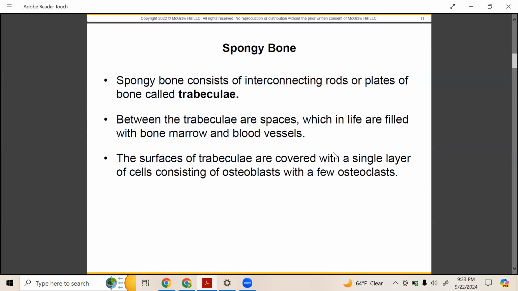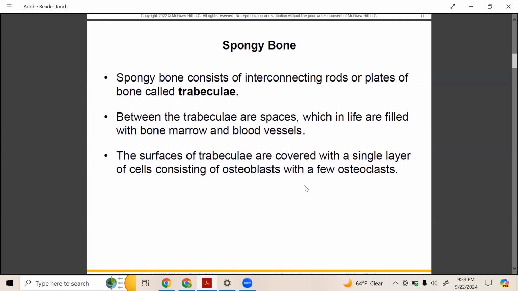Our spongy bone is a bunch of interconnecting rods or plates of bone called trabeculae, but they're not tightly packed in. So there's spaces in between the trabeculae. In between these spaces, we have room for stuff such as bone marrow, and also for our blood vessels to be able to run. The surface of our trabeculae is lined with a single layer of cells that surrounds it, which will have some osteoblasts and very few osteoclasts. So this is still remodeling bone.